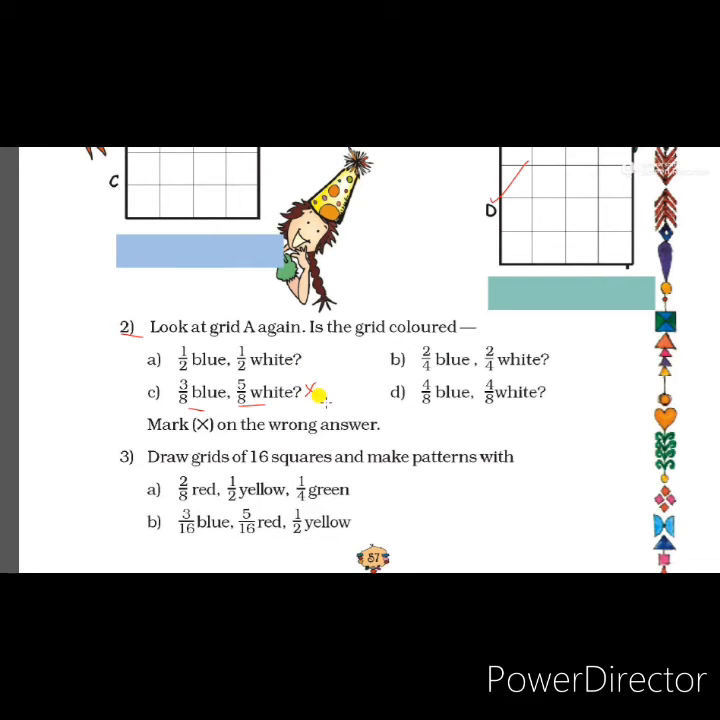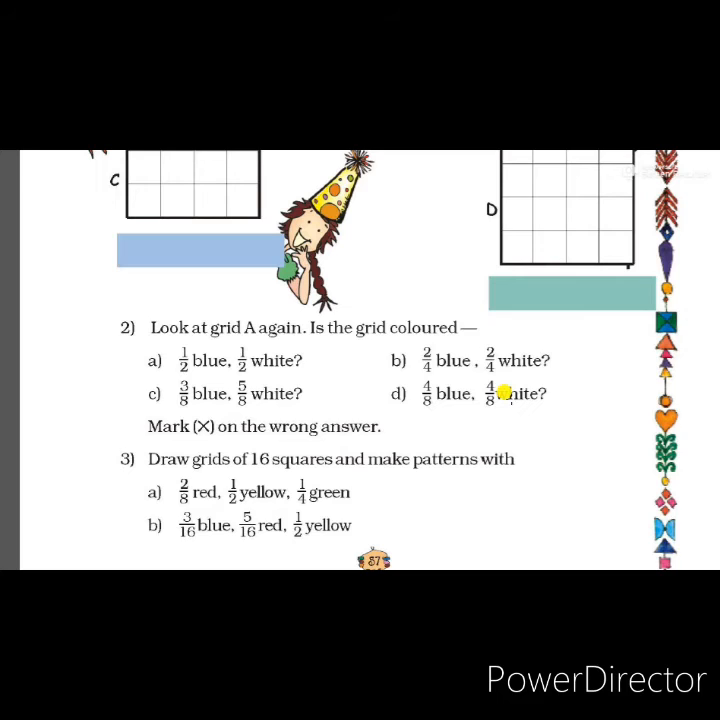Now we have to read question number 3. Question 3 is: draw grids of 16 squares and make patterns with them. In question 1 and 2, they have already given the grids with 16 squares. But in question 3, we have to draw the grids with 16 squares and give the colors according to this instruction. The first instruction is 2 by 8 of 16 we have to give red color, 1 by 2 of 16 we have to give yellow color, and 1 by 4 of 16 we have to give green color. First we have to find what is 2 by 8 of 16, 1 by 2 of 16 and 1 by 4 of 16.